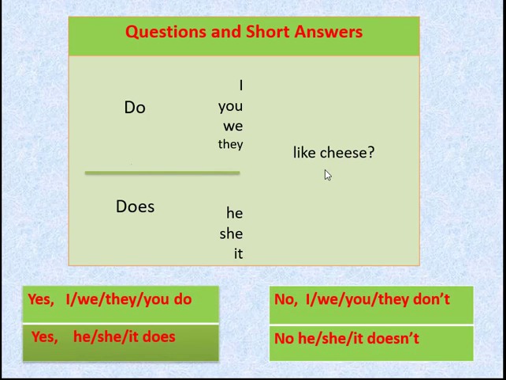We use does when the verb ends in s, with he, she, and it. How to make short answers. To say, do you like cheese? Yes, I do. No, I don't. Does he play tennis? Yes, he does. No, he doesn't.